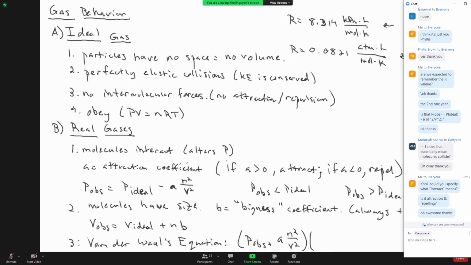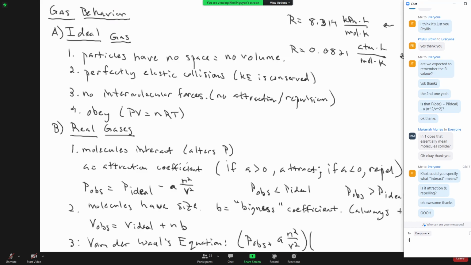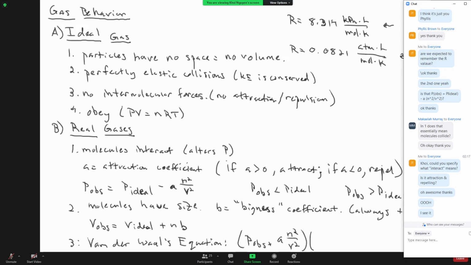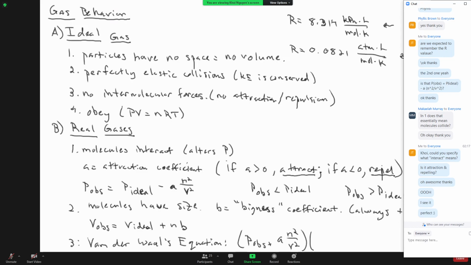I thought I spelled that out right after I wrote the attraction coefficient. Yeah. So when they say interact, I mean, like literally I wrote attract, repel. Sorry, I know you're probably like driving somewhere.